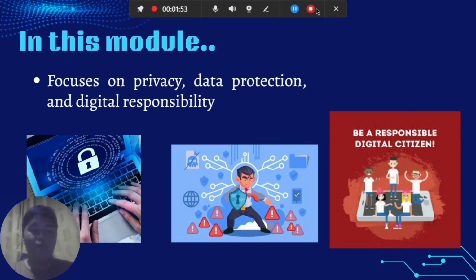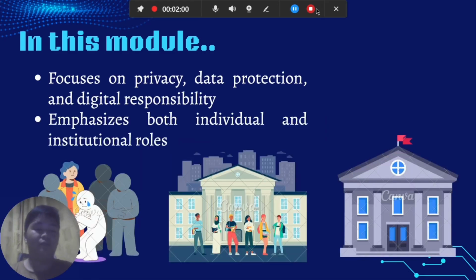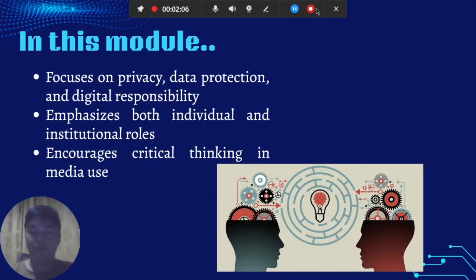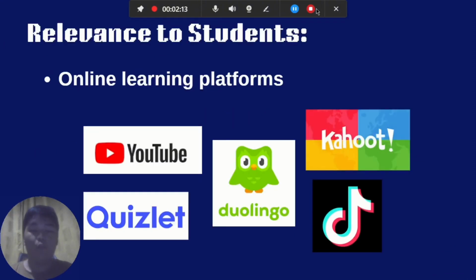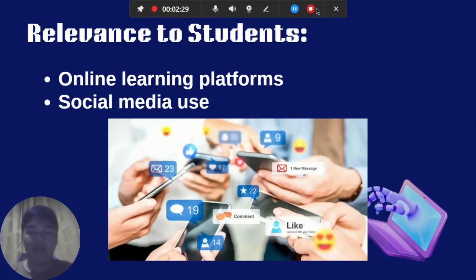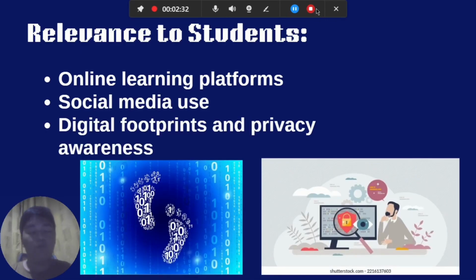Now, in this module, we will focus on privacy, data protection, and digital responsibility, as well as emphasize both individual and institutional roles, and also encourage all of you to use your critical thinking skills in media use. Now, why is this relevant to students or to any of you listening? Well, when you listen to our report, you will learn how to properly use online learning platforms without leaking your personal information, how to manage your social media use, and of course, to be aware of your digital footprints and where our privacy leads. So we need to be aware of where our privacy is.